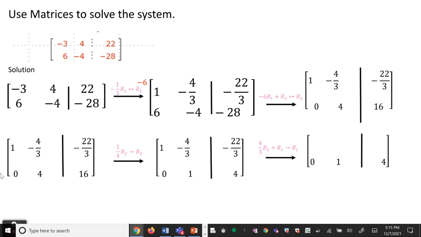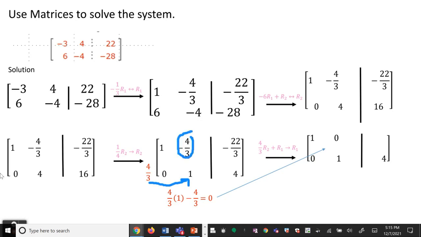Notice I wrote my second row because I don't want to change my second row. And so I'm going to take my 4/3 times the 0, and that's going to give me 0 plus 1, and I'm going to place my 1 here. And then 4/3 times 1 for my next one, plus the negative 4/3, and that's going to give me a 0. So 4/3 times the 1, and then we're adding it to the negative 4/3, and so that becomes 0.